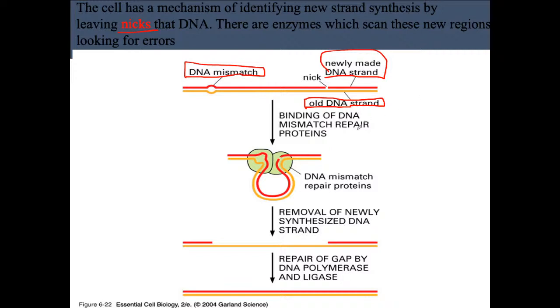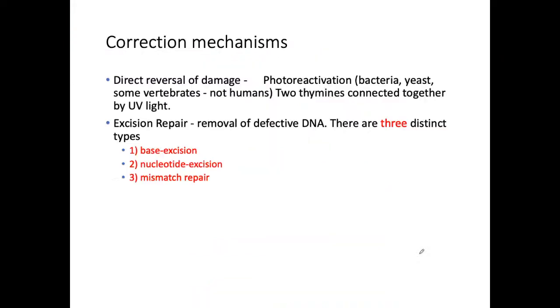So, binding of DNA mismatch repair proteins. Our mismatch repair protein system will come and bind to the DNA having this mismatch, and then it will remove the newly synthesized DNA strand and repair it with the help of DNA polymerase and ligase. It will produce a new DNA strand here and put it up there. So that's the basics of how most of the DNA repair system happens.